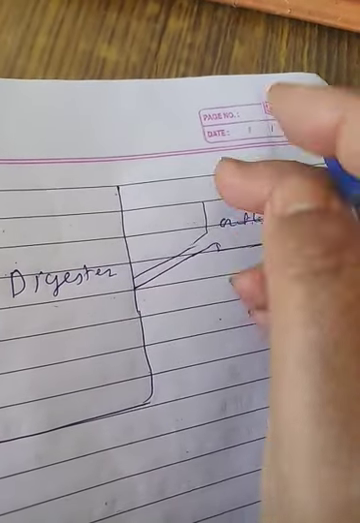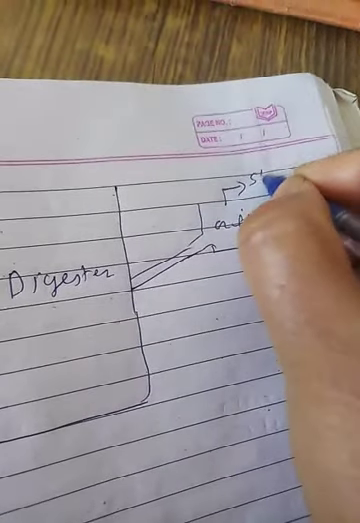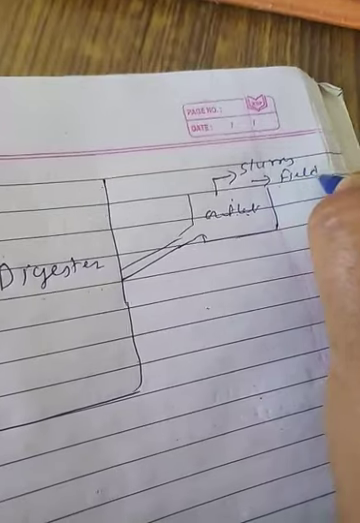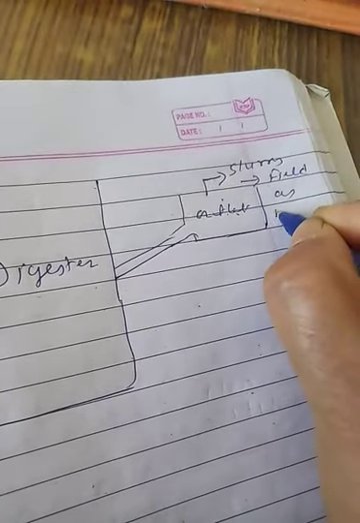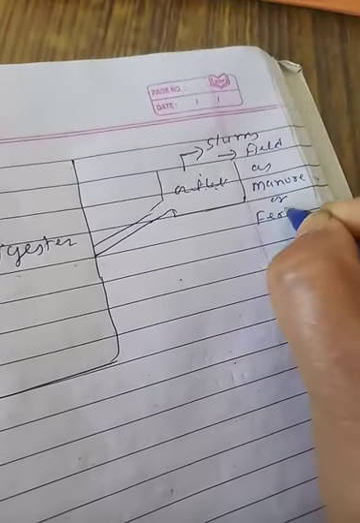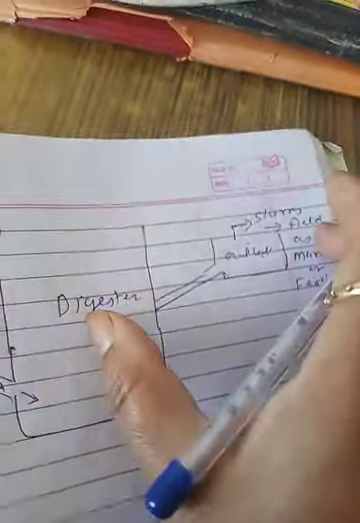The spent slurry is used in the field as manure or fertilizer. The residue of the production.